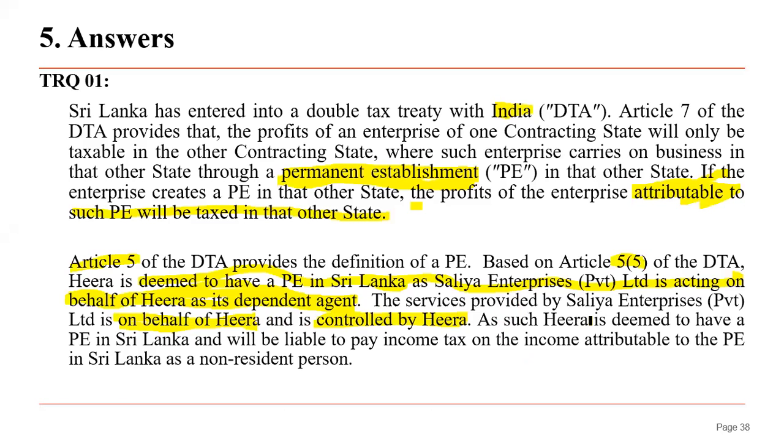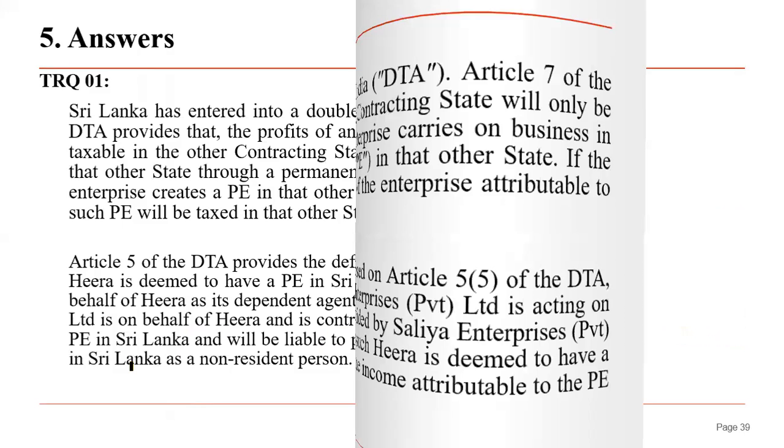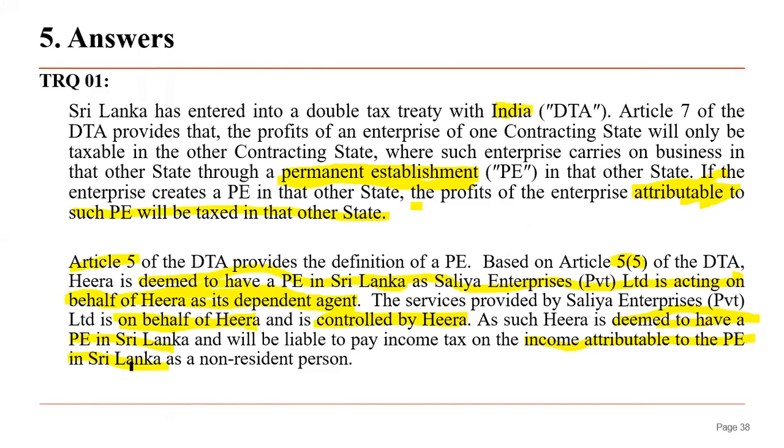Then, as such, Hera is deemed to have a PE in Sri Lanka, and will be liable to pay income tax on the income attributable to the PE in Sri Lanka as a non-resident person. You need to highlight the income attributable to the PE, as you very correctly said. Then it is clear, right? You just need to emphasize.